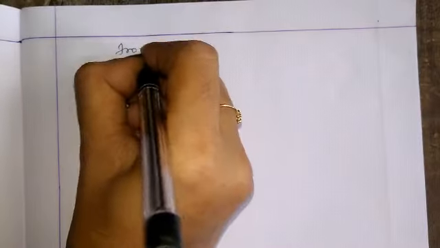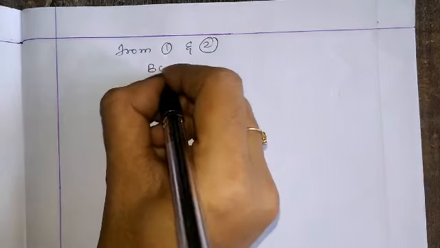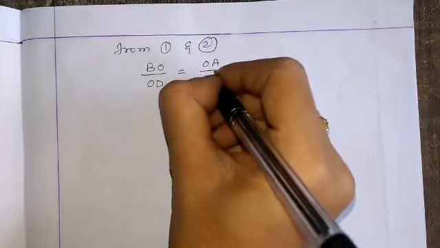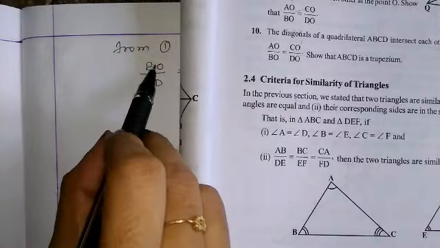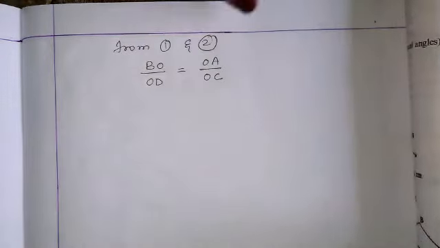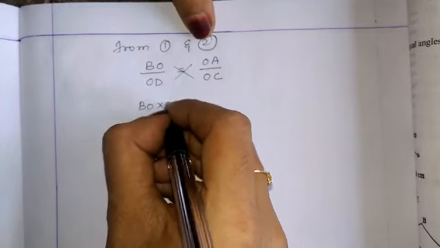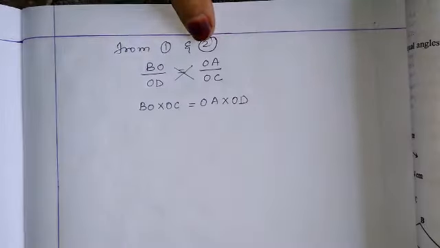From 1 and 2 what we have? BO by OD is equal to OA by OC. But in the question they have told AO by BO. We got something different, so what do we have to do? We will cross multiply. BO into OC is equal to OA into OD.